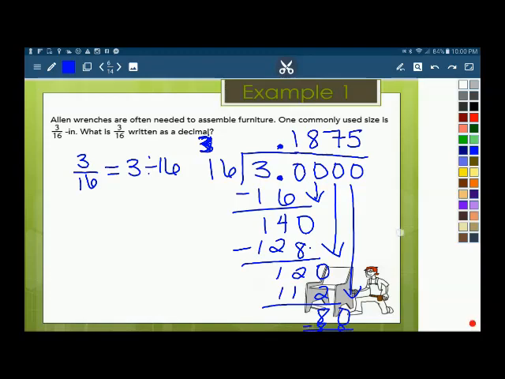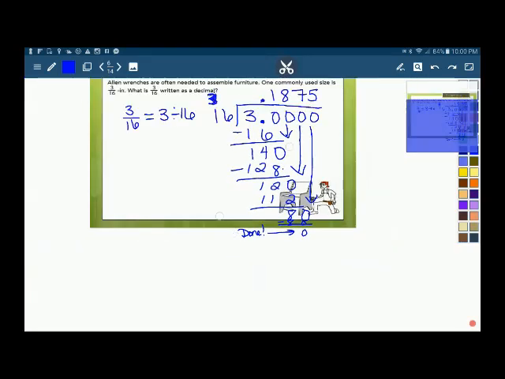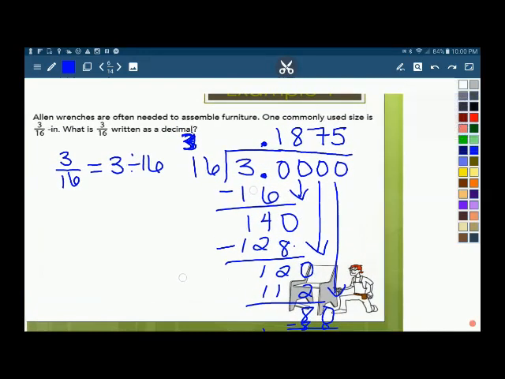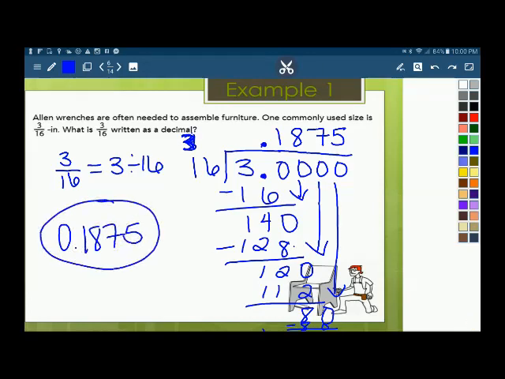I actually ran out of room on my screen. Actually, I'll pull it down and show you guys. 80 minus 80, which is 0. That means I'm done. Once I get a remainder of 0, I'm done. That means the decimal terminates. Okay, so it ends after 5. So my decimal here is 0.1875. I won't even require that you write that leading 0. You could just write your answer just like this, without the leading 0.